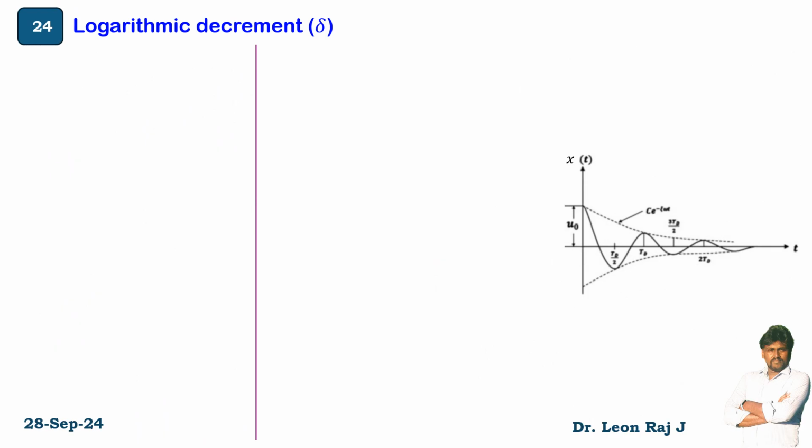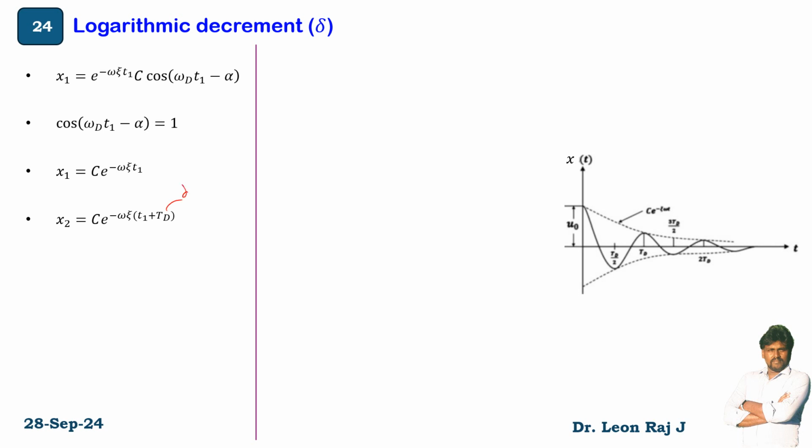So the next important part is deriving the logarithmic decrement. So we got the response: if the response is x1 at time t1, then it equals C e power minus omega psi t1 cos(omega d t1 minus alpha). So here cos(omega d t1 minus alpha) equals 1, and your response x1 equals C e power minus omega psi t1, and x2 is equal to C into e power minus omega psi into (t1 plus Td). This Td is the damped time period.